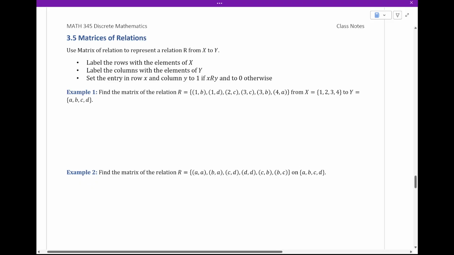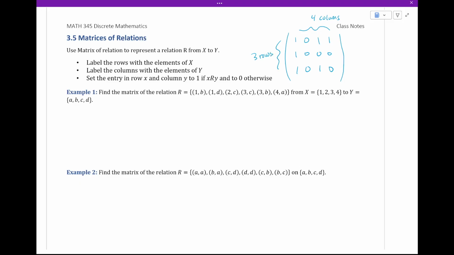So here's your quick, very brief matrix review. This is a matrix. I'll just write one down here. This one has 4 columns and 3 rows. So we would say that the size is the rows times the columns, which is a 3 by 4 matrix. When we're doing this, we're labeling the rows with elements of X and the columns with elements of Y. And then anytime we have that element in the set, we would put a 1 there. Otherwise, we put a 0 in.